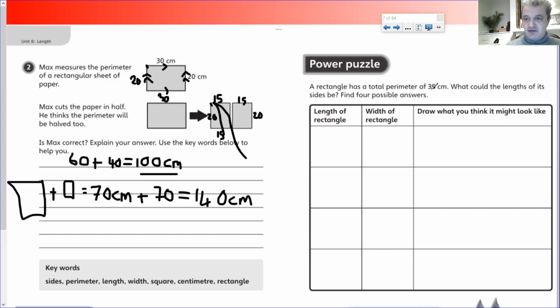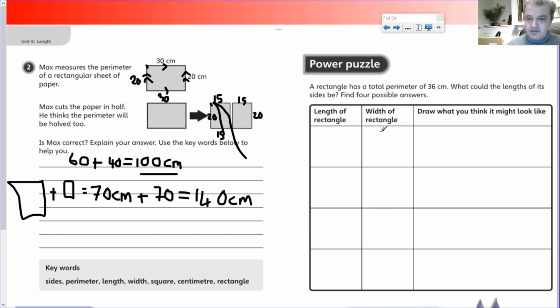Okay, let's go on to the power puzzle. A rectangle has a total perimeter of 36 centimetres. What could the lengths of its sides be? Okay, so I will start nice and easy.